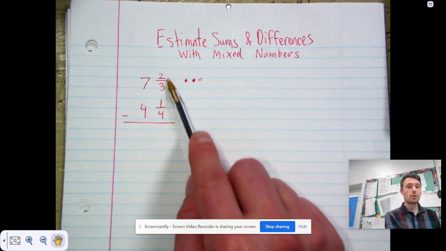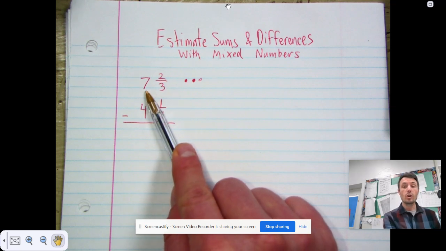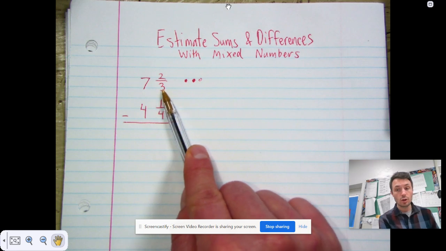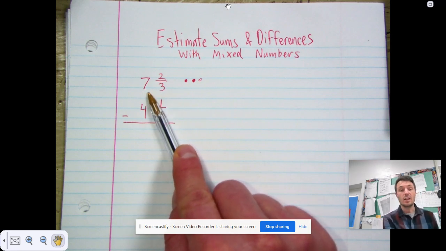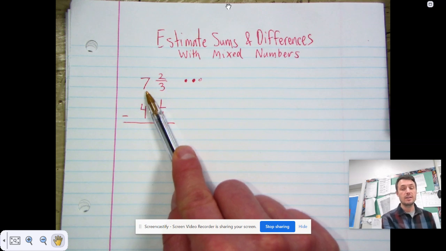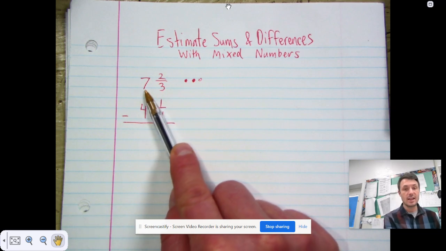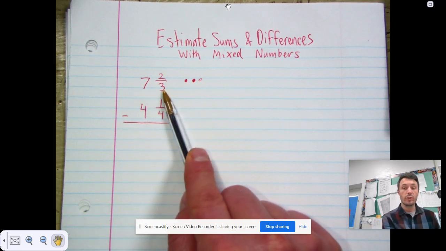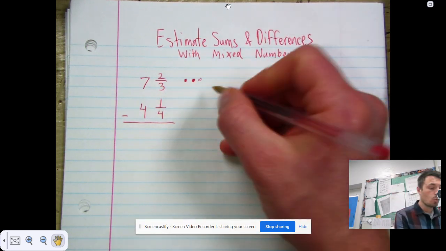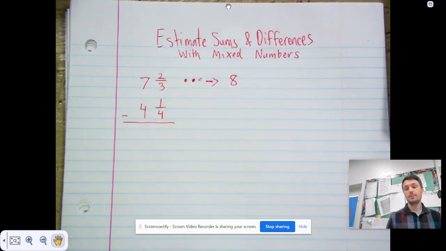So 7 2/3 has a whole number part and a fraction part, which means it's more than 7, but it's less than 8. Like if you had 7 whole pizzas and then 2/3 of an eighth pizza, you have more than 7 pizzas, but not quite 8 pizzas. You have something in between. But you have closer to 8 than you have to 7 because 2/3 is more than half. So you have 7 whole pizzas and more than half of the eighth pizza. So we should round 7 2/3 up to 8.